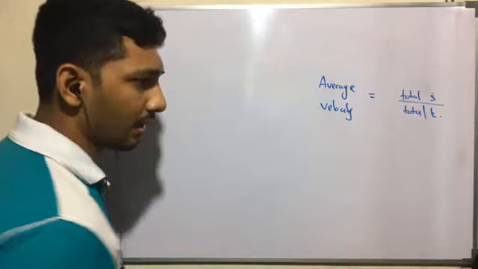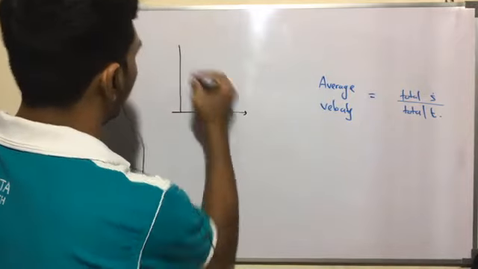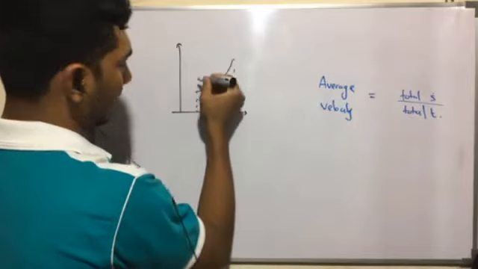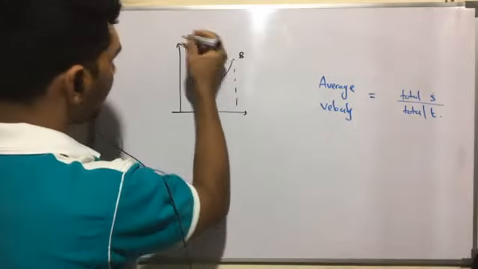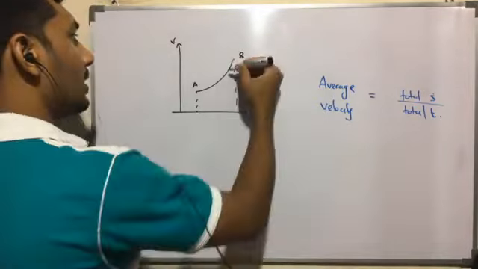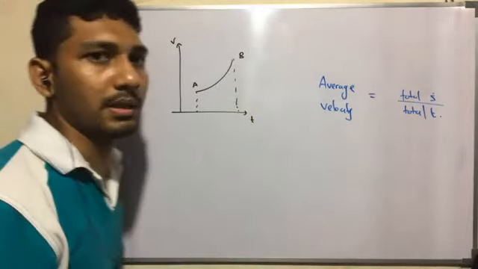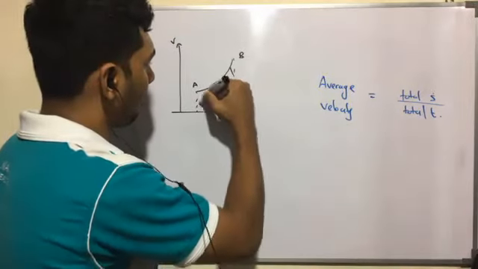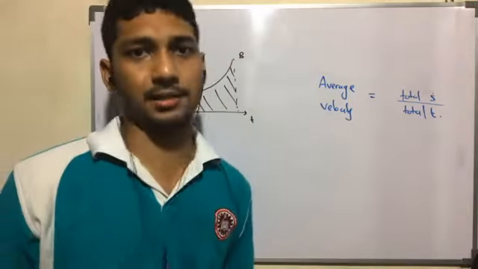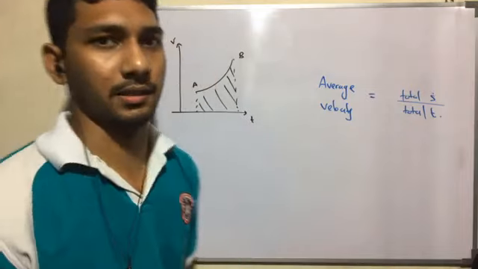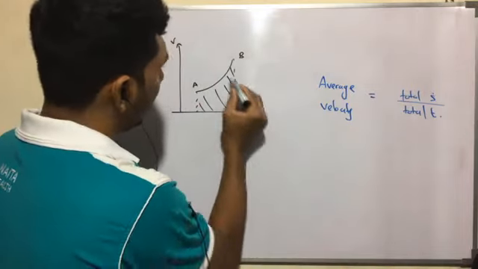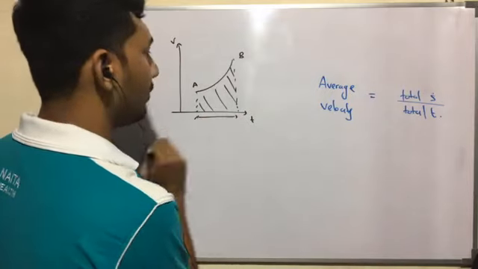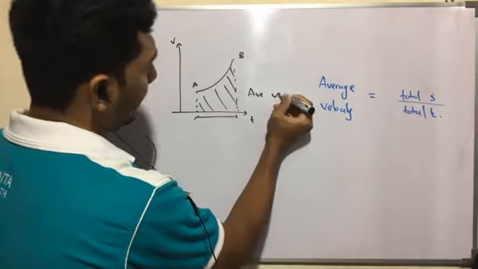So here, the different graphs, for example, if you take the first graph, it is like this. This is A and this is B. This is a velocity-time graph. It will have a displacement which is given by the area under the graph. So this one is the displacement. This displacement divided by this time will give you the average velocity.